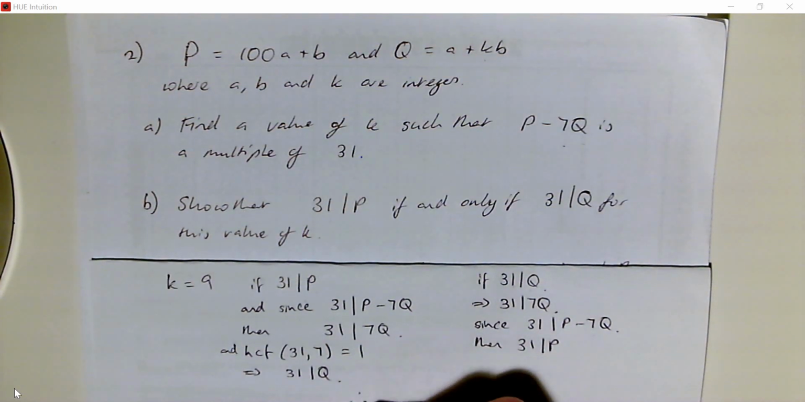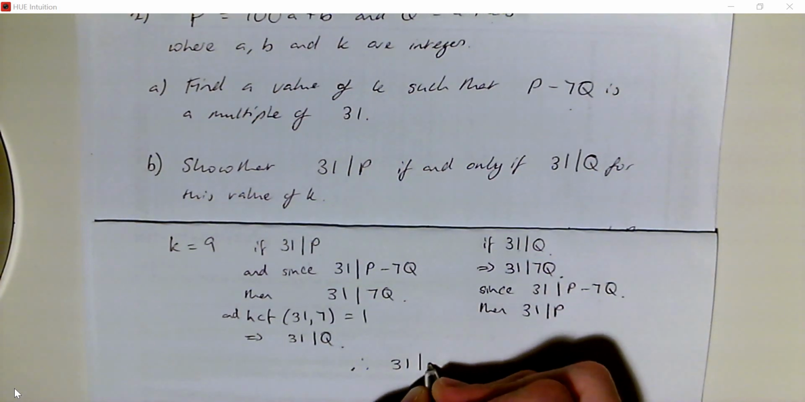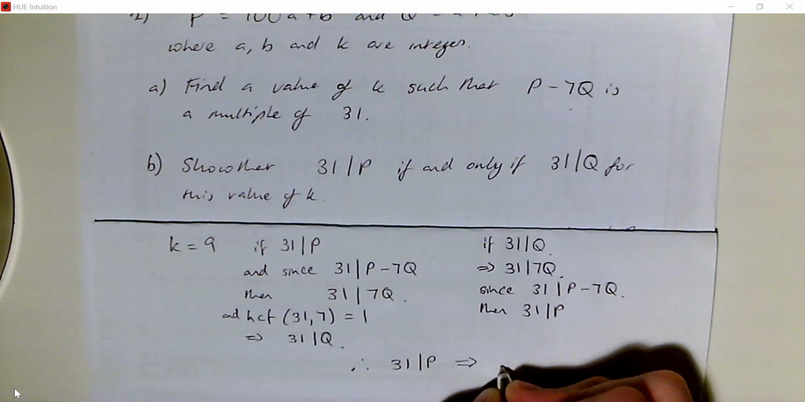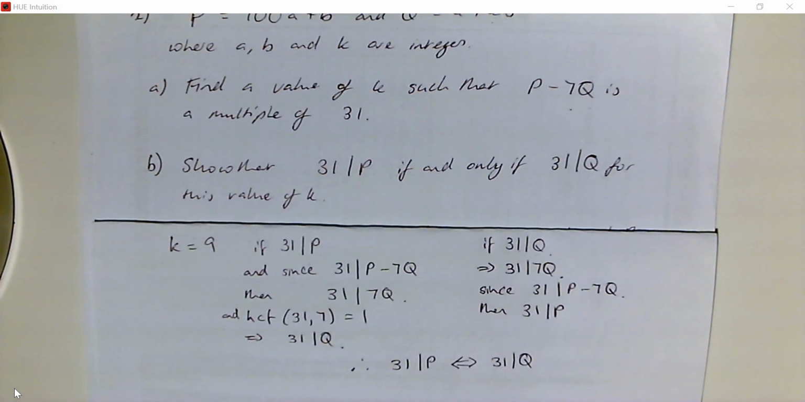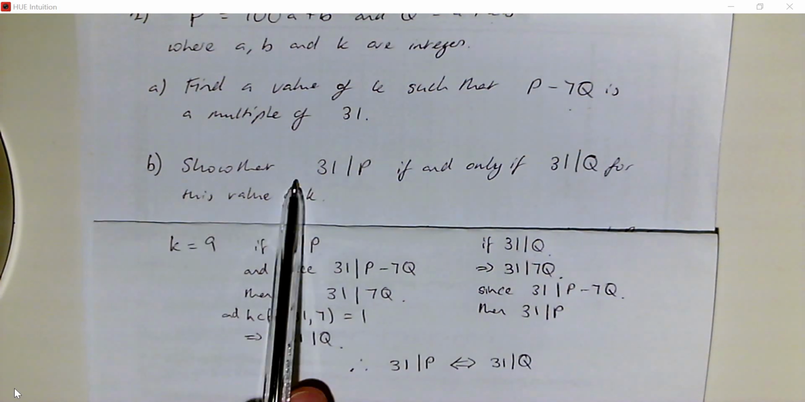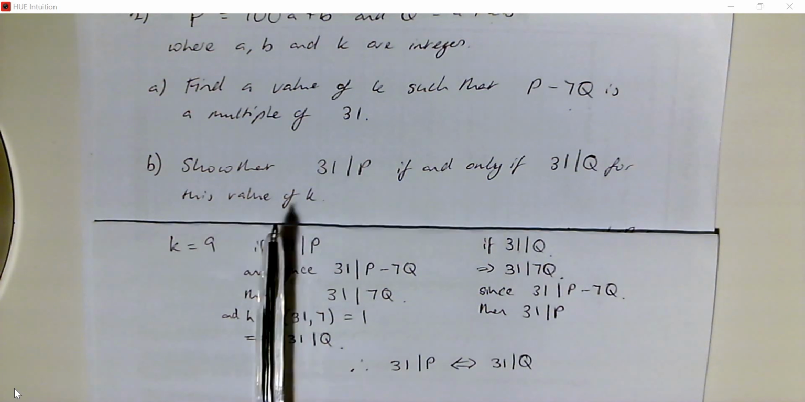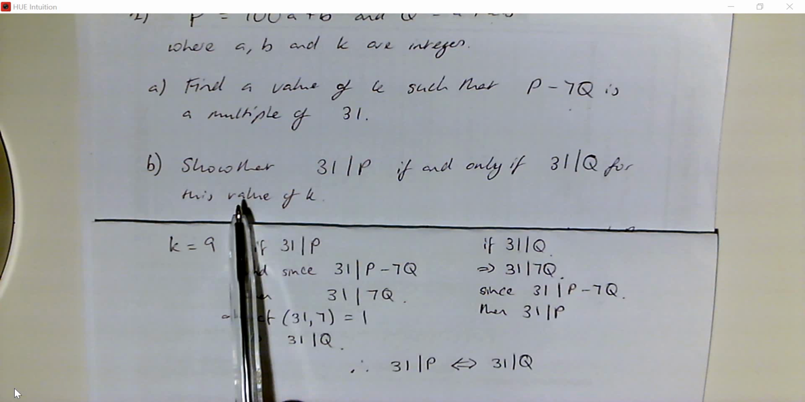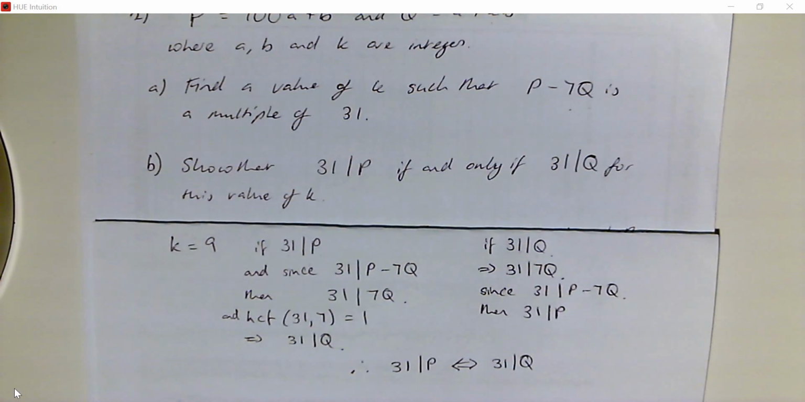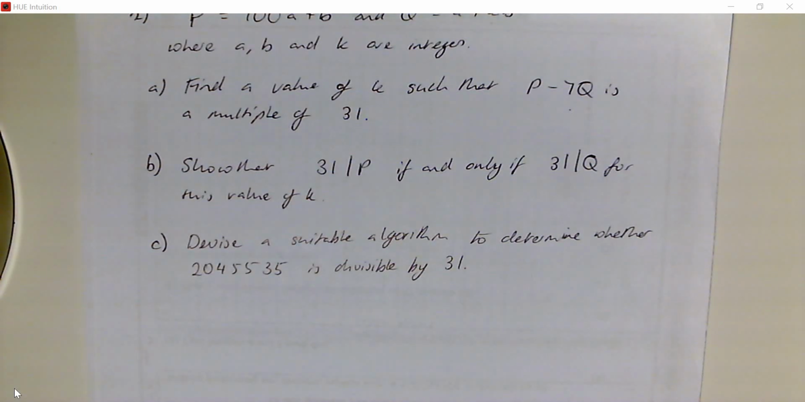So overall, 31 divides P implies that 31 divides Q and vice versa. Okay, so we've done the proof. Now this question said, show that 31 divides P if and only if 31 divides Q. It didn't direct me to any method in particular, so you can use a different proof if you prefer. All right, let's look at the last part of the question.